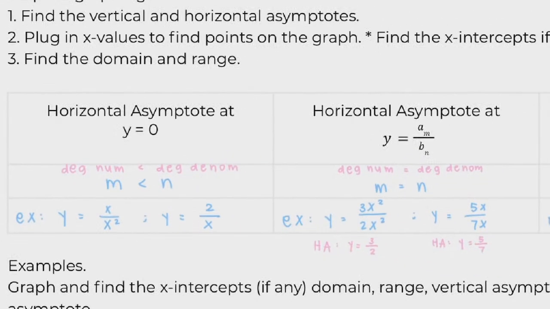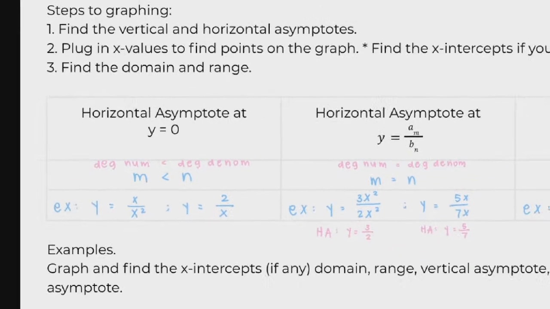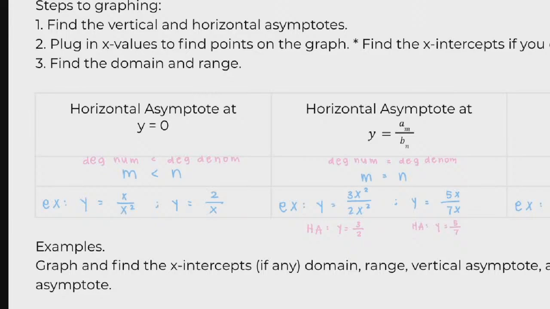For the horizontal asymptotes, it's going to be at y equals 0 if the degree of the numerator is less than the degree of the denominator. The horizontal asymptote will be at a sub m over b sub m if the degree of the numerator equals the degree of the denominator.